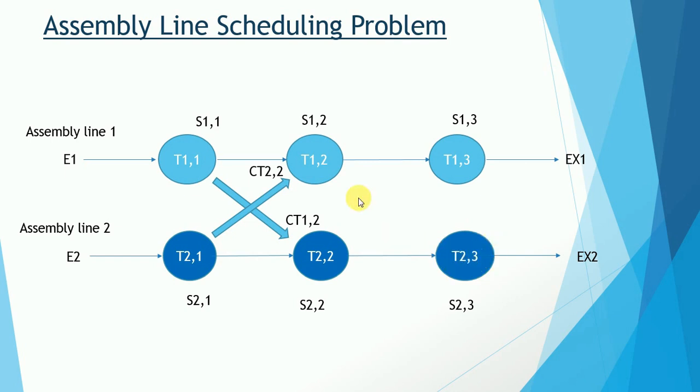Okay, let's check out this one. If this is T12, it is the time spent by the chassis at this station, which is station number 2 of assembly line 1.